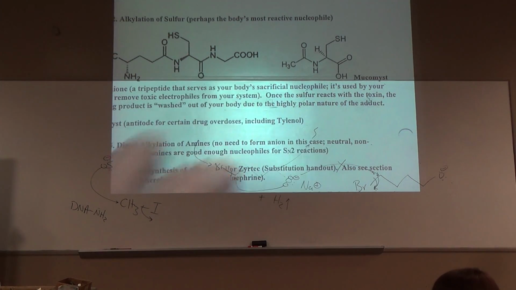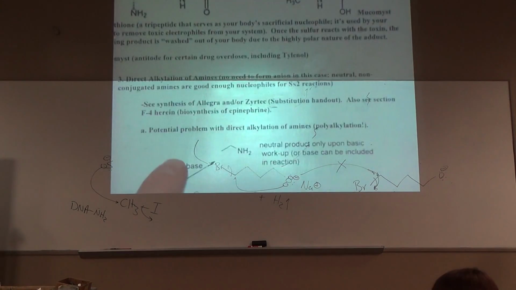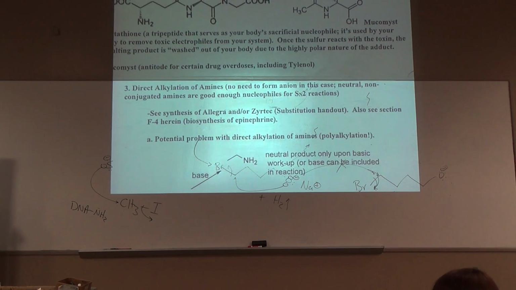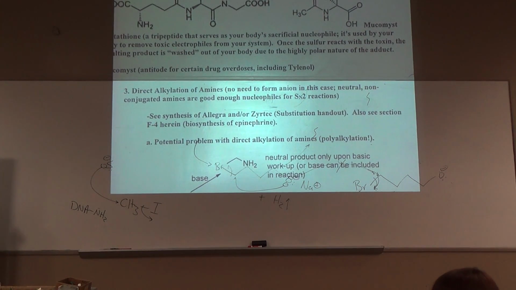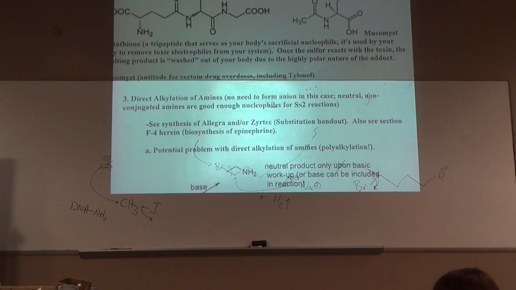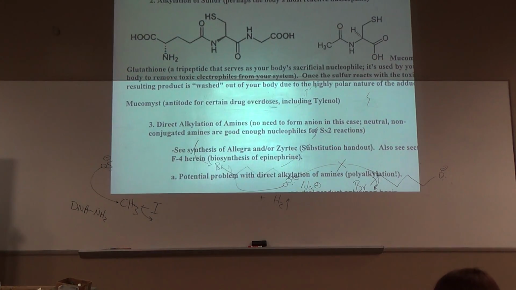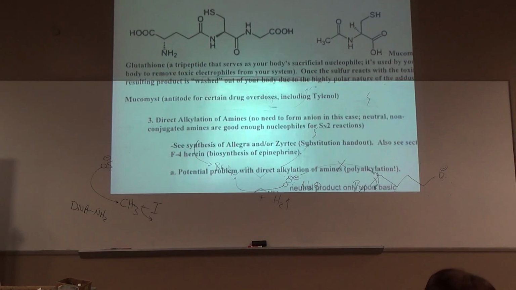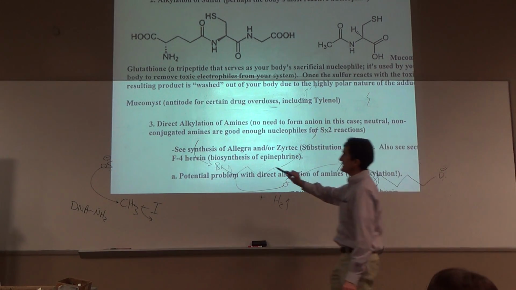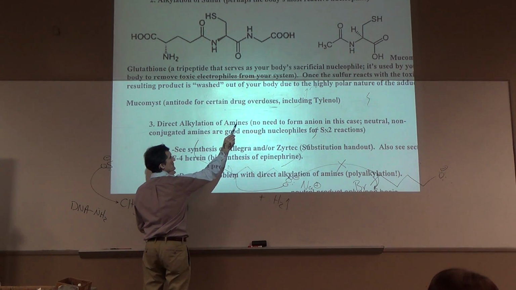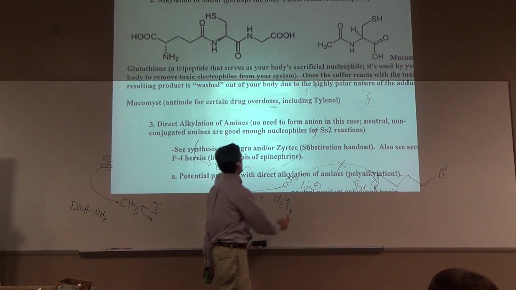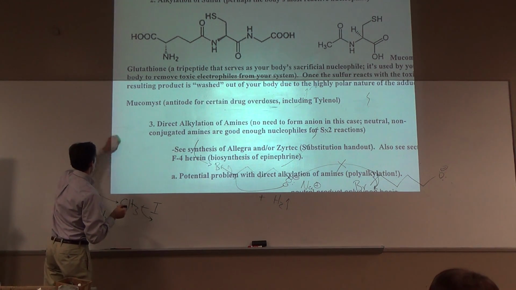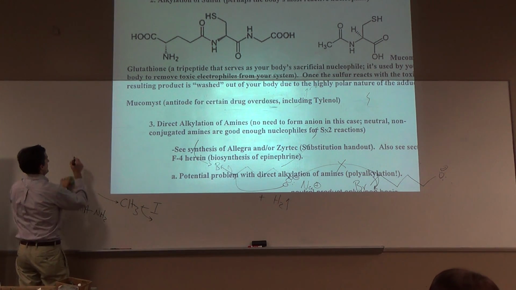So glutathione does that type of thing. Sulfur is a good nucleophile. When you take biochem, you'll see sulfur doing some various things. Okay, let's look at nitrogen. Direct alkylation of amines or nitrogens, such as ammonia.